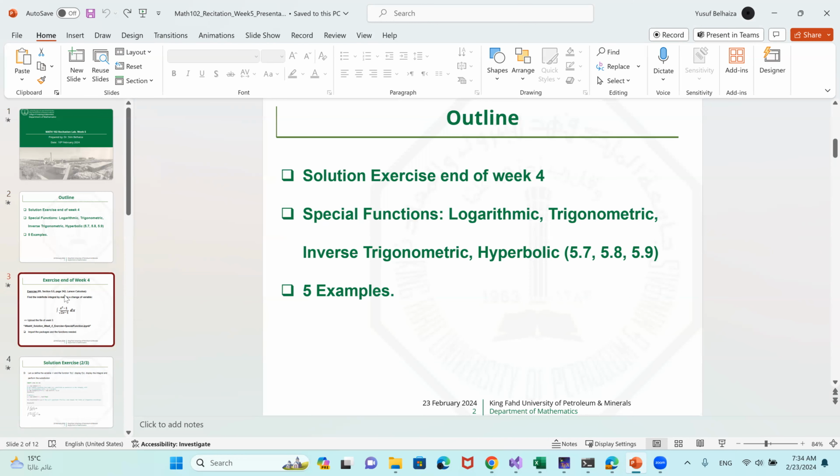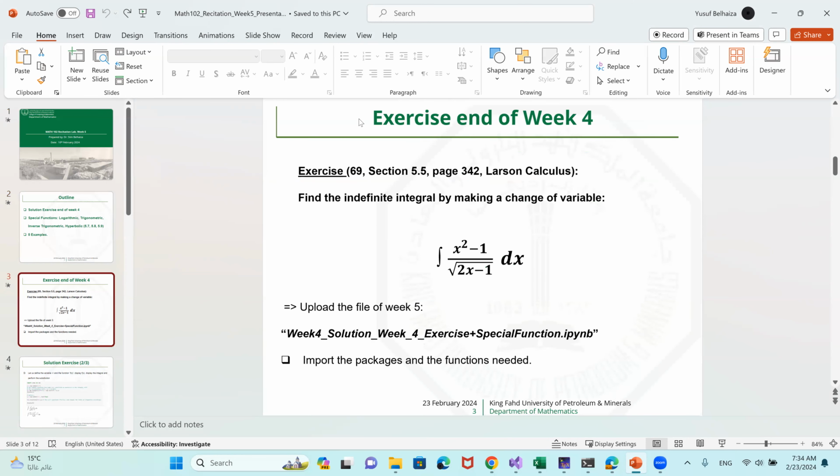So the first exercise is exercise 69 in section 5.5 from Larson Calculus, and it's what is at the end of the slides of week 4. The problem: find the integral by making a change of variable, which we usually call substitution. We have the integral of (x squared minus 1) divided by the square root of 2x minus 1.